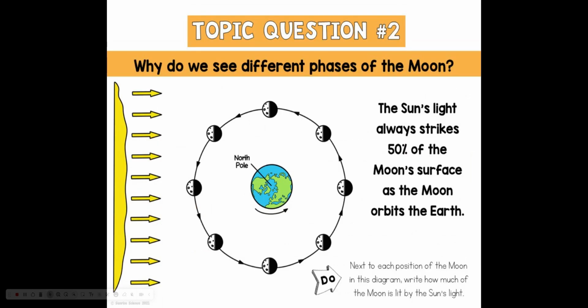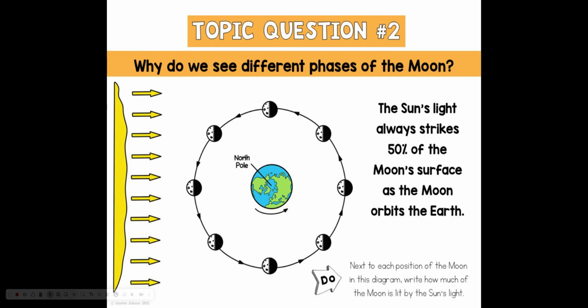Topic question number 2, why do we see different phases of the moon? Make sure you have that topic question down. If you take a look here, we have the Earth, we have the sun to the left, and we have the moon circling around. In outer space, the moon will always be half lit up and half dark. The side that is lit up is always the left side of the moon because that is the side that is facing the sun. So 50% of the moon is always reflecting the sunlight.